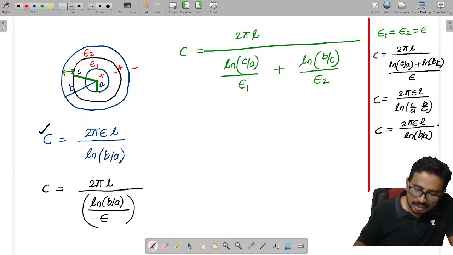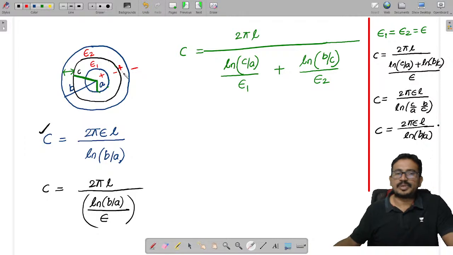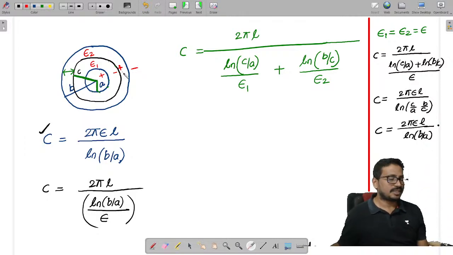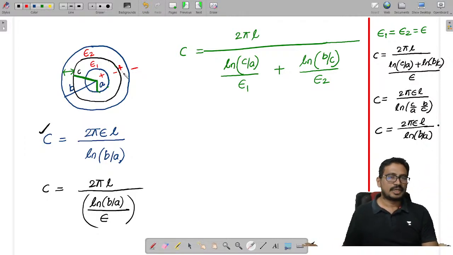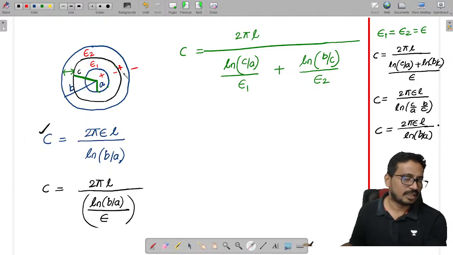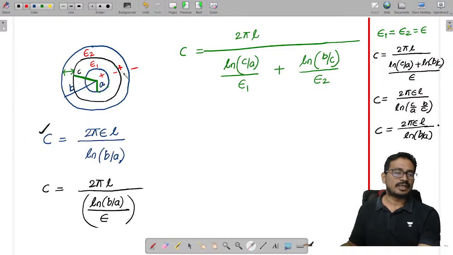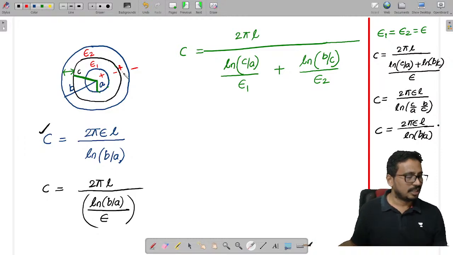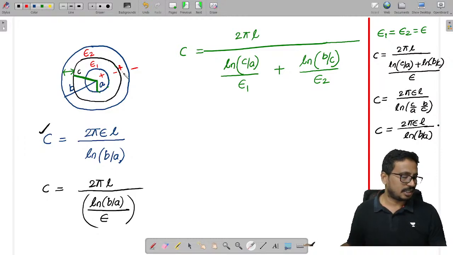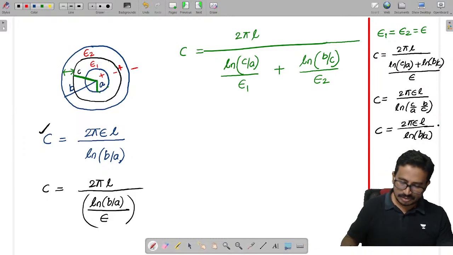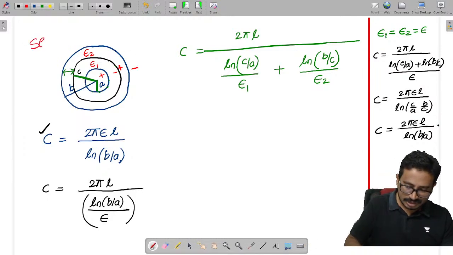If you looked carefully, negative is connected to positive. Negative connected to positive means what type of connection is it? That is called a series connection, understood? So this is a series connection.